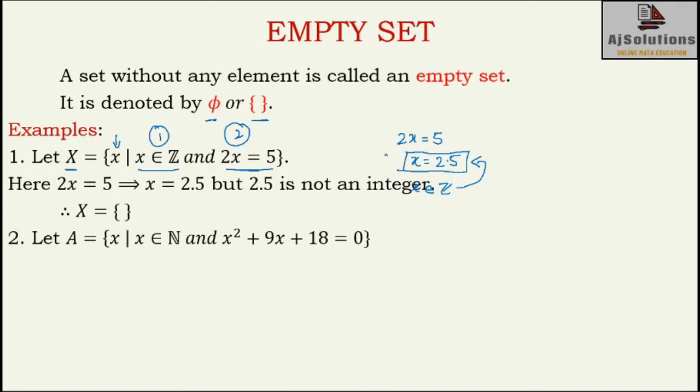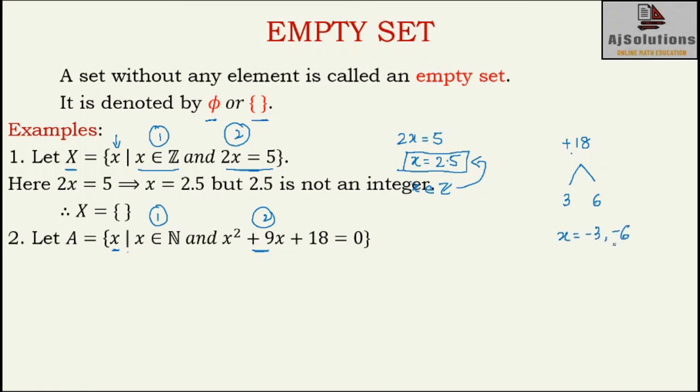Let's take another example. We have another example over here: the collection of all those x such that x is a natural number and x satisfies this quadratic equation. So let's solve this quadratic equation. In the quadratic equation we have plus 18, so we have to find its factors. The factors will be 3 and 6, because 3 into 6 gives plus 18 and 3 plus 6 gives plus 9. If the factors are 3 and 6, then the roots will be minus 3 and minus 6.